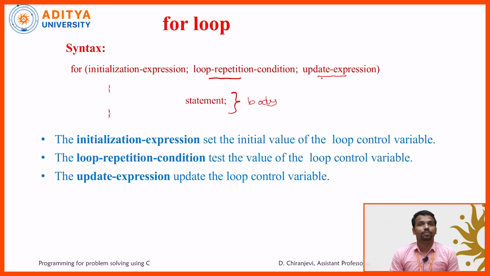Then the for loop. In the for loop we have three parts: initialization, condition, and updation. What is initialization? It is the starting point where you want to start. In the condition we specify where we will stop the loop, and in the updation we specify how much you want to increase or decrease the value.